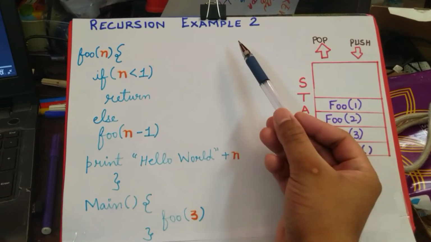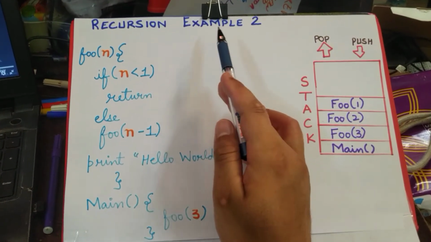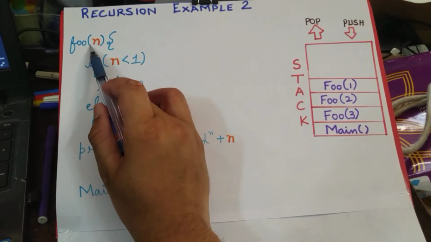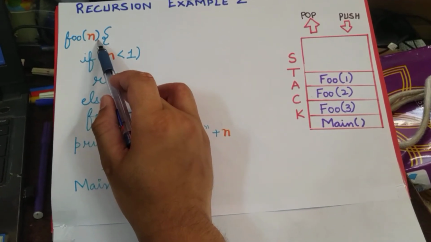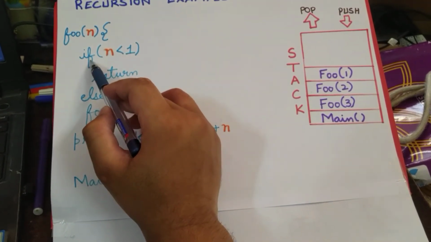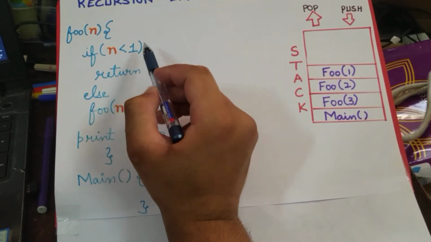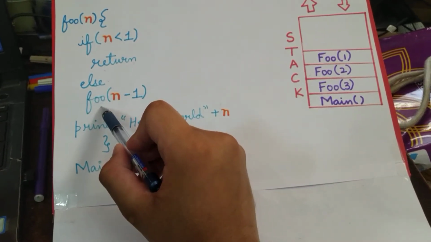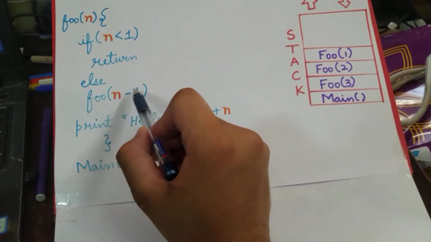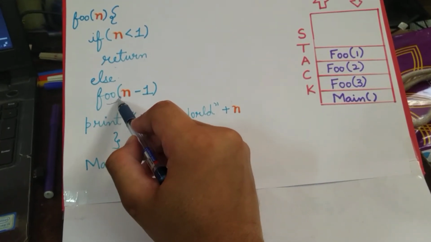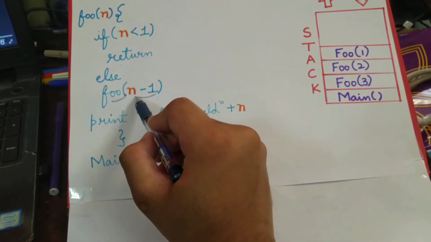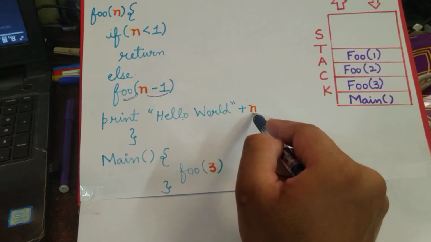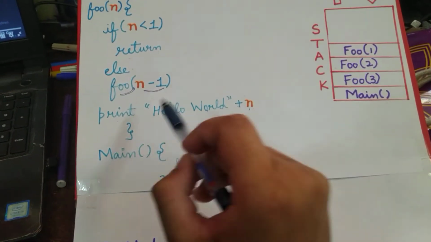Hello guys, today we are going to do example 2 recursion. So basically a method foo is given with the parameter n. It says if n is less than 1, return previous method, else foo(n minus 1). Foo is a method name, n minus 1 is a parameter. Then print hello world plus n. Whatever be the value of n will be printed here.